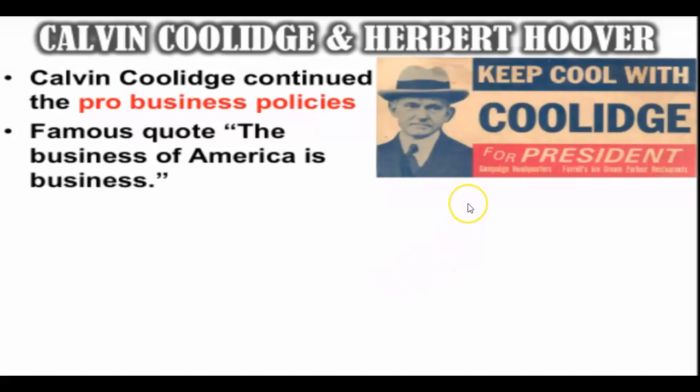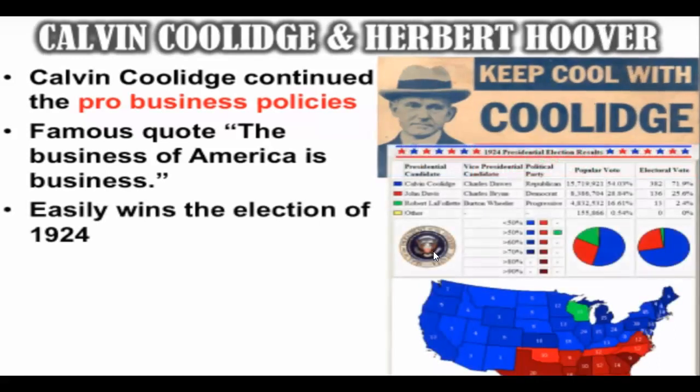And here you see his campaign slogan. I suppose you would call it a flyer or a pamphlet of sorts, "Keeping Cool with Coolidge." This came from the 1924 election. Remember, he finished off Harding's last year and then he decided to run and was elected to a 4-year term. Okay, so he easily wins the 1924 election.